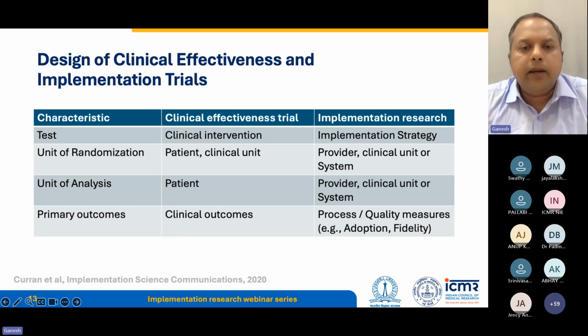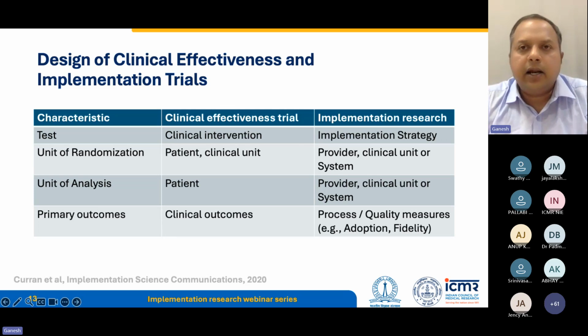The primary outcome in a clinical effectiveness trial, as I said, is the clinical outcome, which is blood pressure. Whereas in implementation research it is adoption, fidelity, adherence. For example, here I mentioned the strategy of pasting the treatment protocol on the wall.